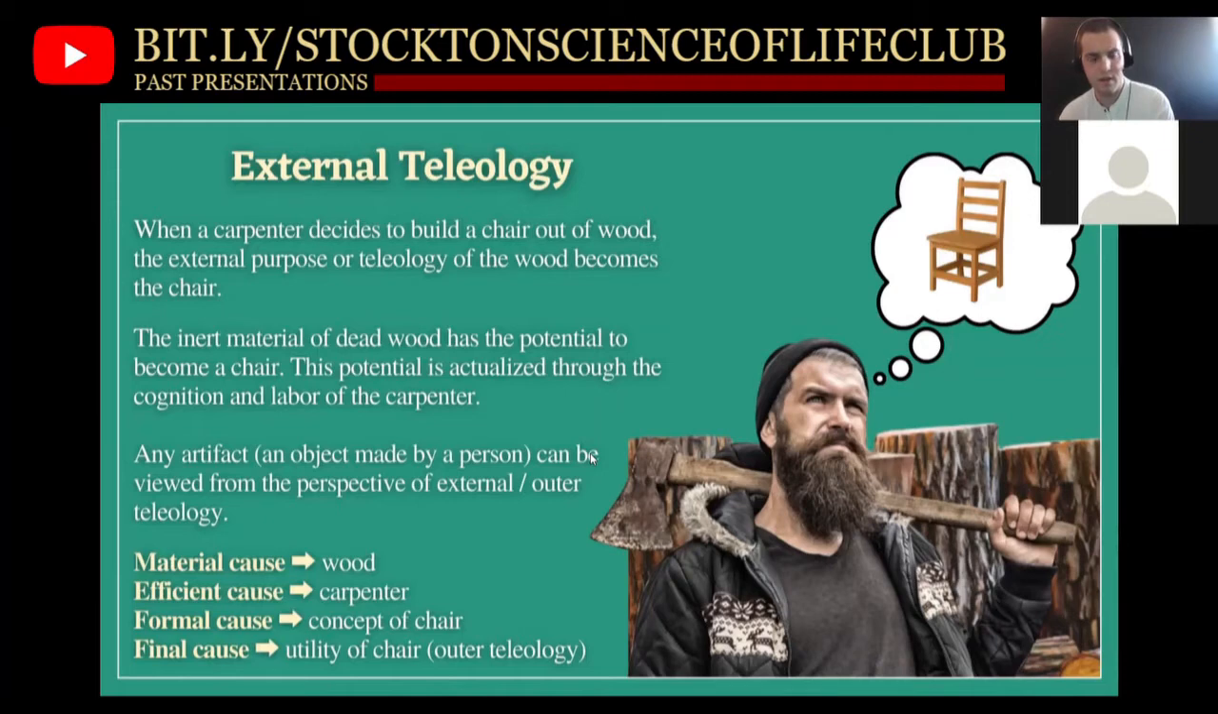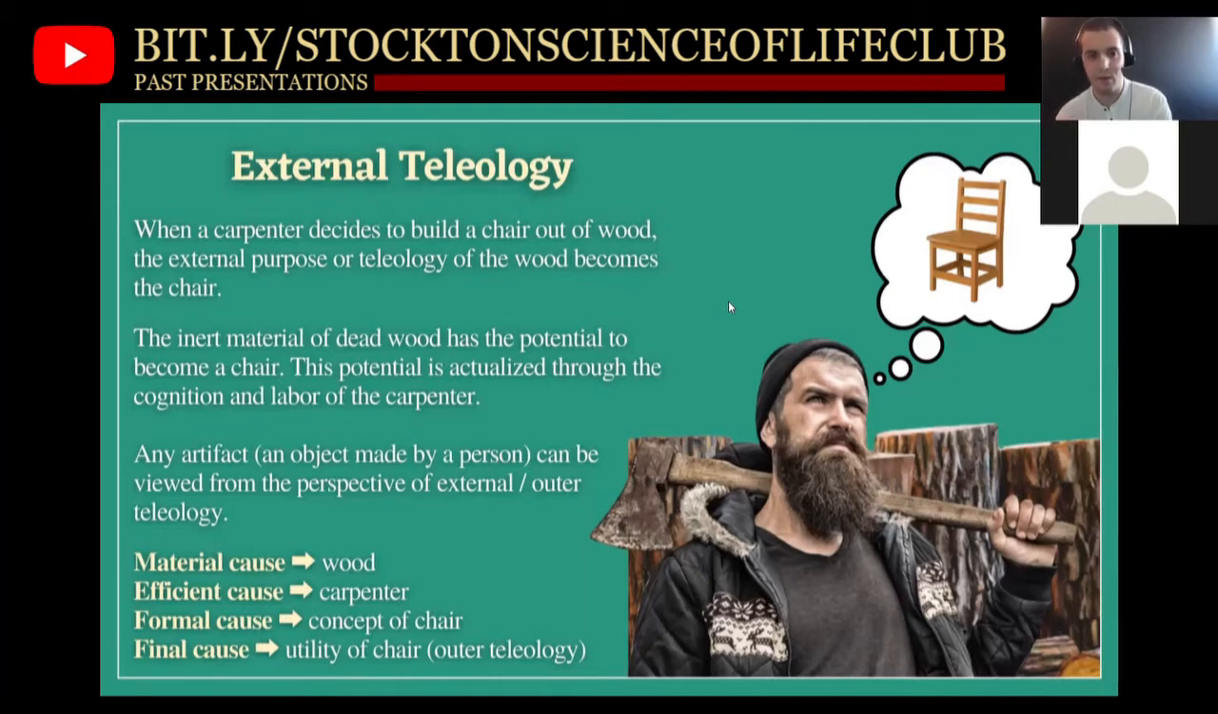So the external cause of the wood is the utility of the chair. You want to sit down somewhere, so you get some wood and you build the chair. The reason for the chair's existence, your desire to sit down, is the cause for the transformation of the wood. So an important idea, which will play a role as we continue, is that the cause for the existence of something is the final end which it serves. The final end of the chair is the desire to sit. So that's actually the reason for its existence. And again, this is just external teleology.